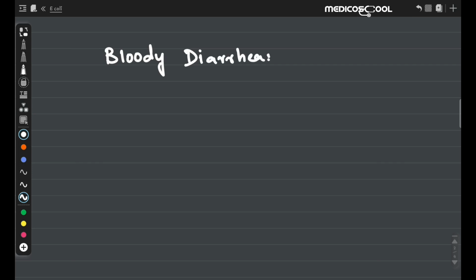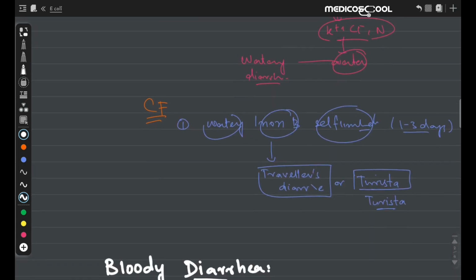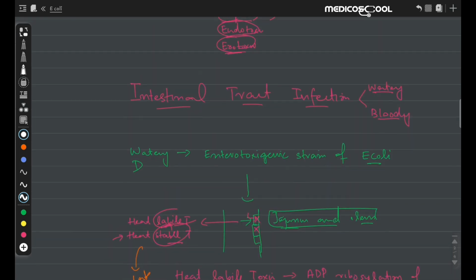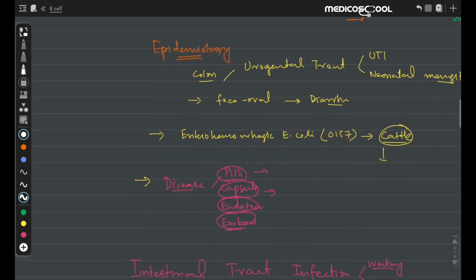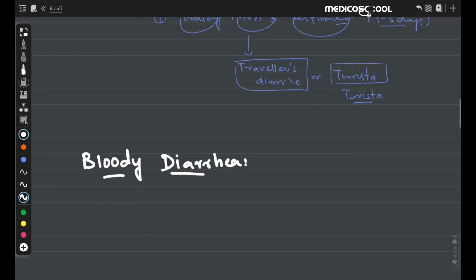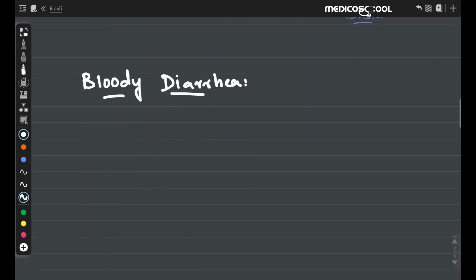In the previous lecture we have already discussed the diarrhea, the watery diarrhea, and its causes. The main cause is the enterotoxigenic strain of Escherichia coli, along with some epidemiological or important points regarding Escherichia coli and their characteristics. In this lecture we will study about the bloody diarrhea.